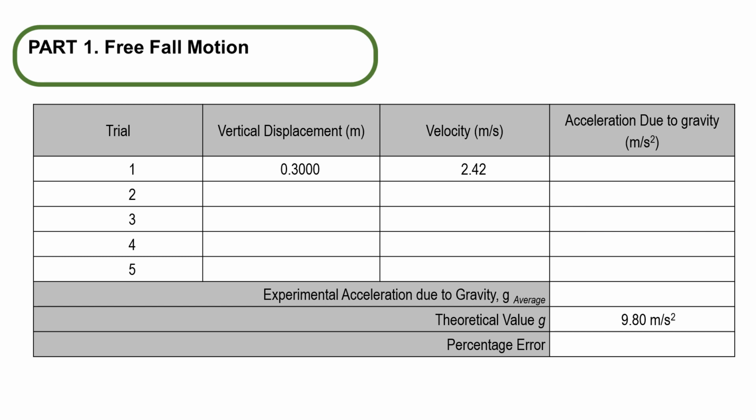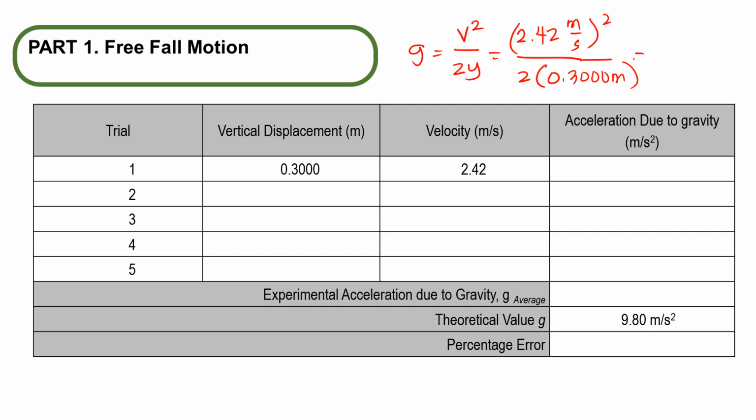Again, suppose we have 0.3, which is the value for the vertical displacement, and then for the velocity that is equal to 2.42. Let us compute now for acceleration due to gravity. Again, the formula for acceleration due to gravity is v squared divided by 2y. So based on the given, the velocity is equal to 2.42 meters per second. So we have to square this and then divide this by 2 multiplied by the vertical displacement or the position, which is equal to 0.3 meters.